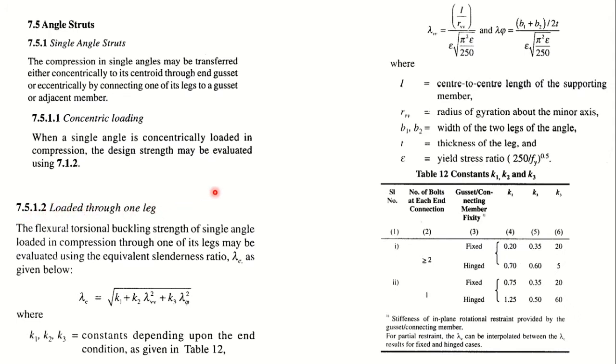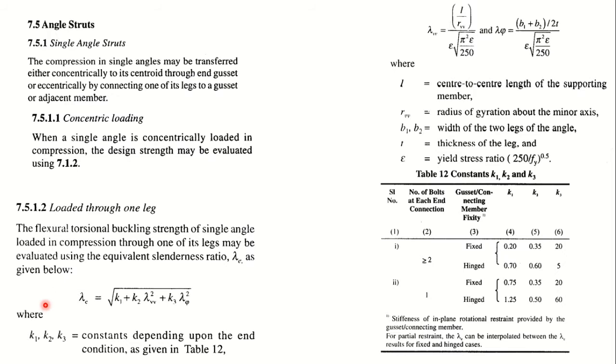What 7.5.1.2 tells us is to calculate the non-dimensional effective slenderness ratio. Here what is considered is the equivalent slenderness ratio, lambda e. So we are no longer dealing with that lambda in the case of angles loaded through one leg. Instead, we'll calculate this equivalent slenderness ratio, lambda e. This lambda e is expressed in terms of the constants k1, k2, k3, and two other parameters, lambda vv and lambda phi.